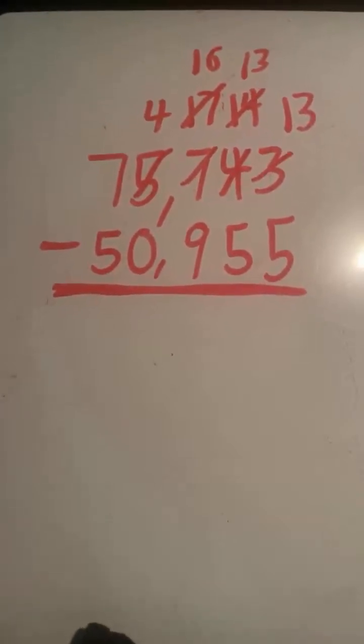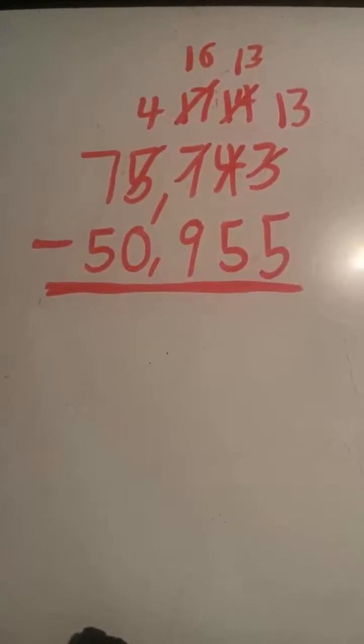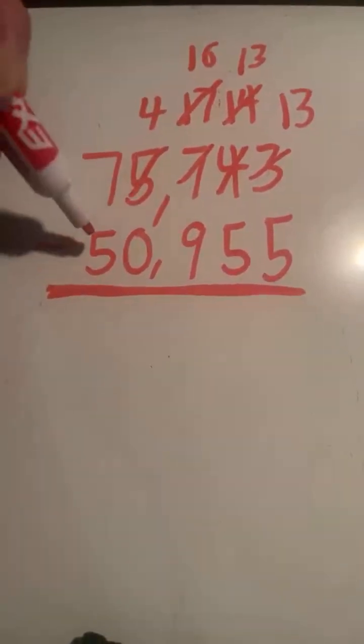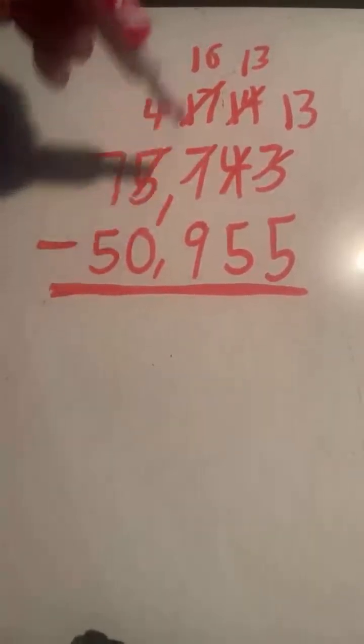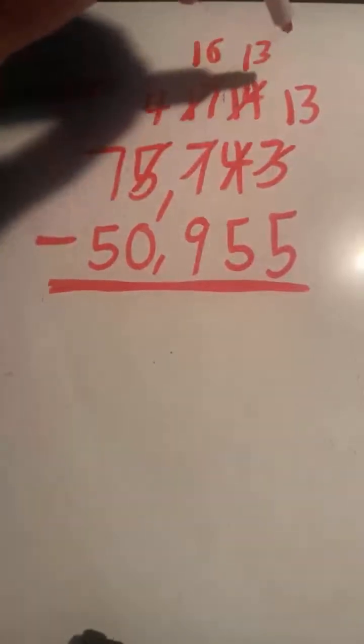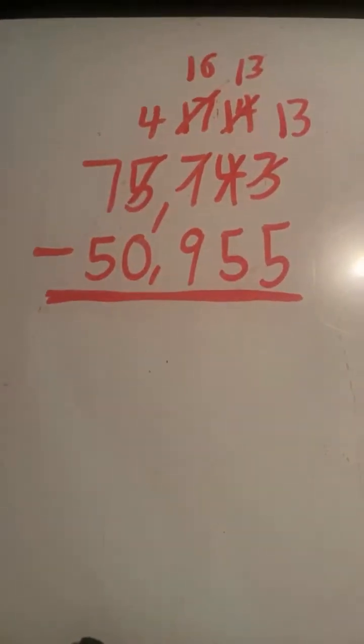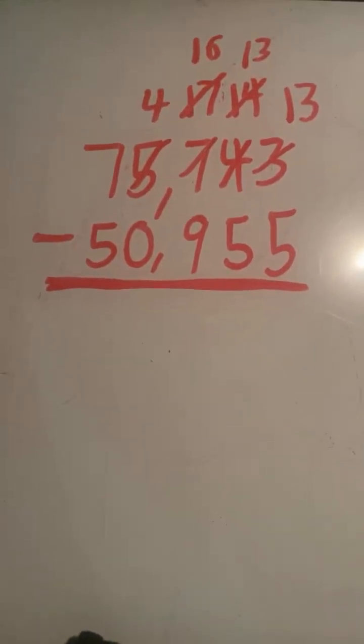So now I'm going to double check, make sure all the top digits are equal to or bigger than the bottom digits. 7 is greater than 5, 4 is greater than 0, 16 is greater than 9, 13 is greater than 5, and 13 again is greater than 5. All right, so we are now ready to subtract.